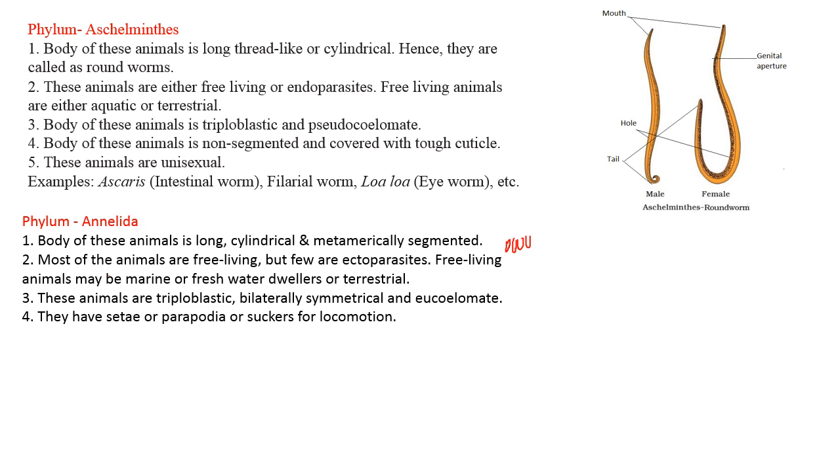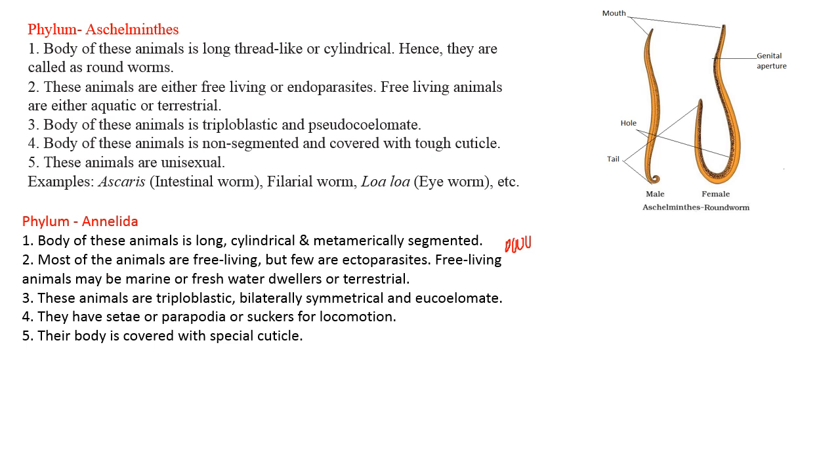Or they will have the sucker, as we are going to see in the example. Leech, you know, correct? The leech moves through the sucker. It is going to suck somewhere, pull itself further, then again suck to the further part, again pull itself. That is how the sucker works. So they have setae or parapodia or suckers for locomotion.